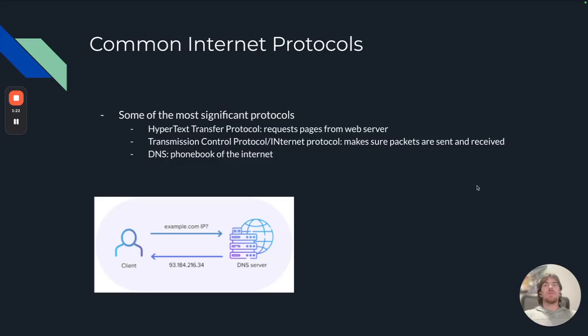And then we have the phone book of the internet, or DNS, the Domain Name System, which converts domain names that are readable by humans, such as google.com, into a computer-understandable IP address. For example, if you type in www.youtube.com, HTTP will gather your video data and send it to your device. TCP will establish a dependable connection, and DNS will locate the IP address.